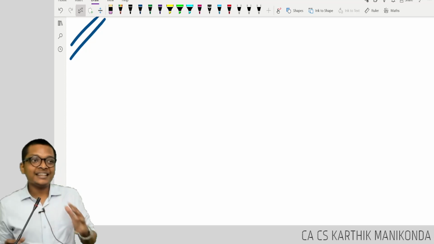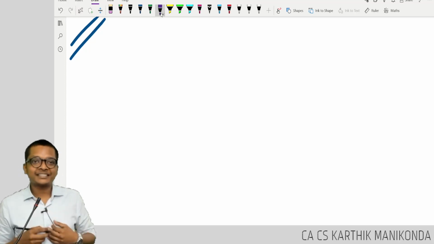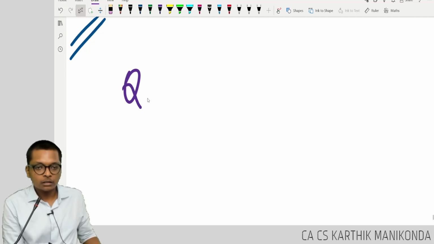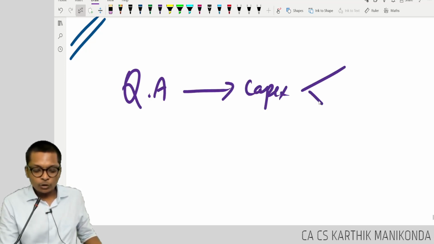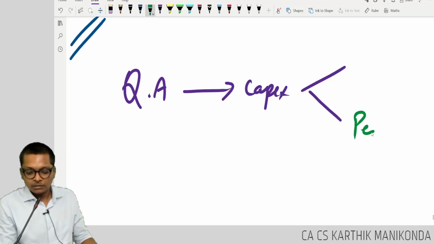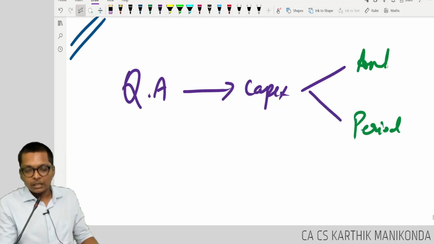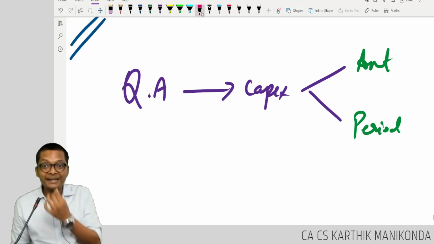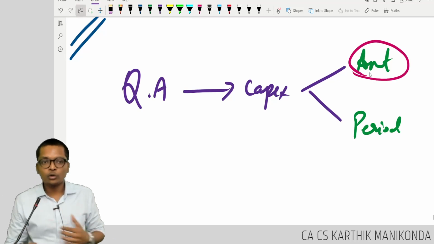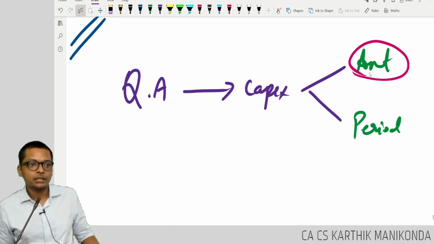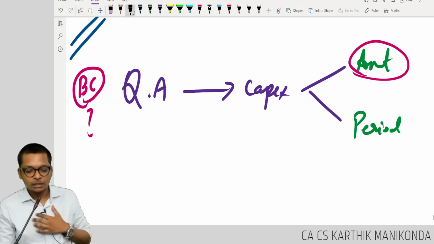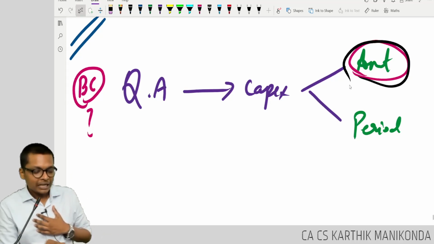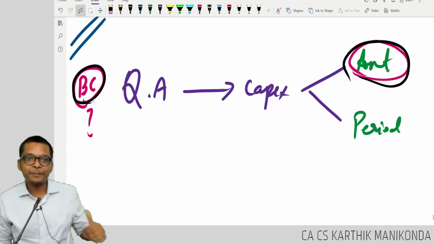So in the earlier concept, first half, we understood what a qualifying asset is, and once you decide you are going to capitalize, I told you two factors to consider: one is period, one is amount. And what was pending in theory over here is how you quantify or value this amount, and also one more small concept, what is borrowing cost. So now we will finish both of these: how you quantify the amount and the theory part of borrowing cost.